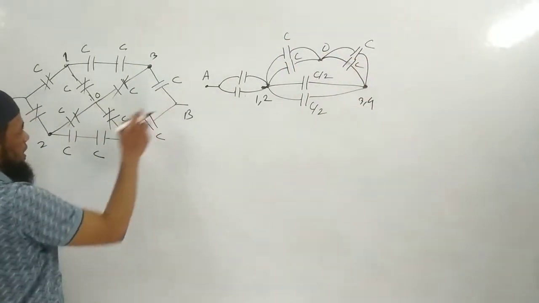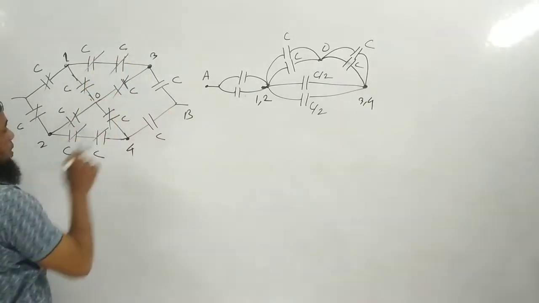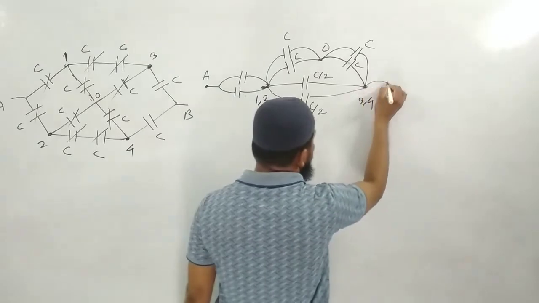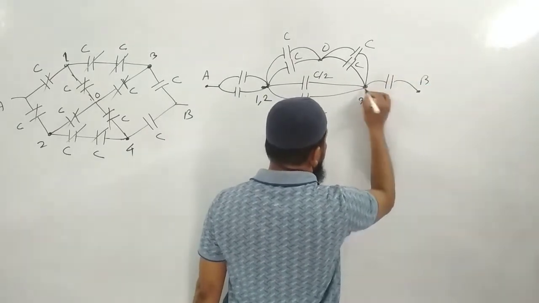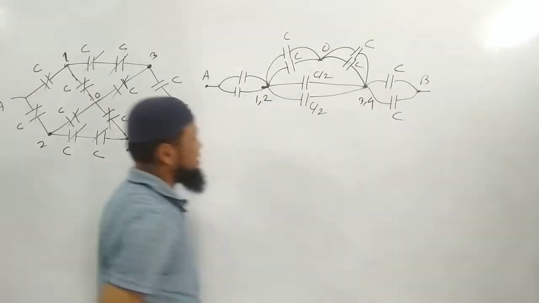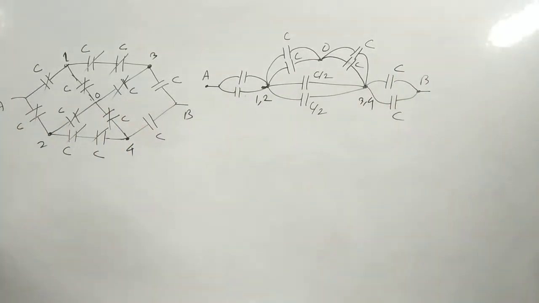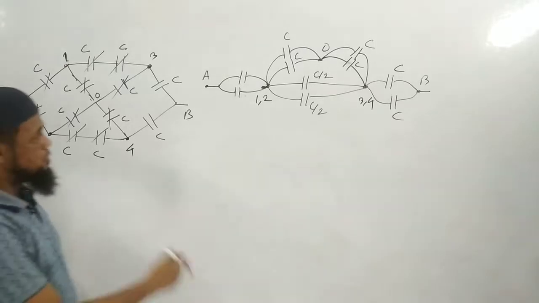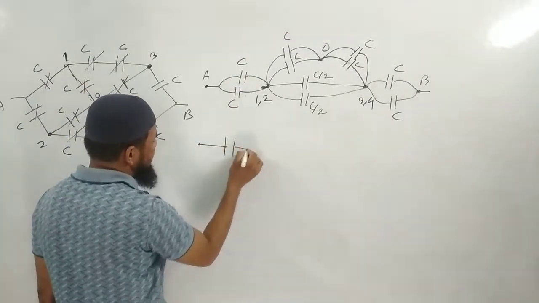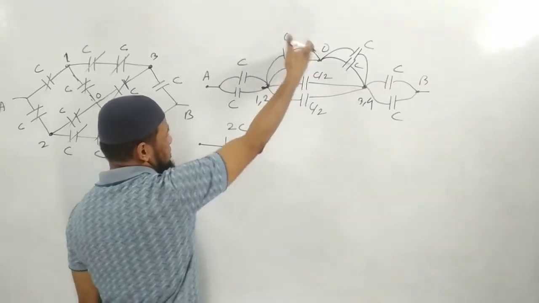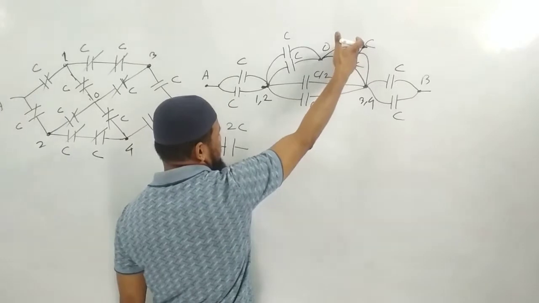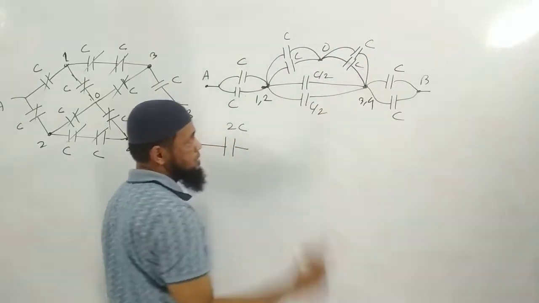Now between 3 and B, this we have considered. Between 3 and B and 4 and B, there are two more capacitors, C and C. The circuit becomes like this in these situations. Okay, so this is very easy to solve now. C and C in parallel will become twice C. This is C, this is twice C, this is twice C. Twice C and twice C in series will become C.